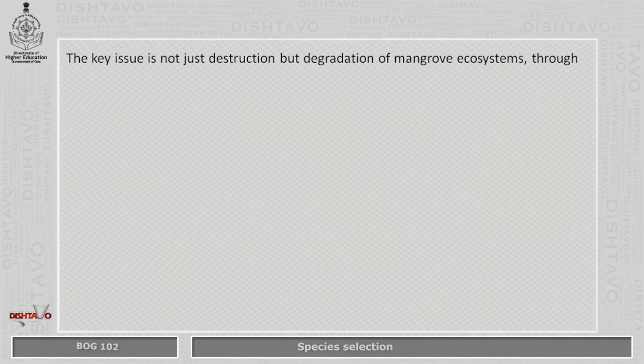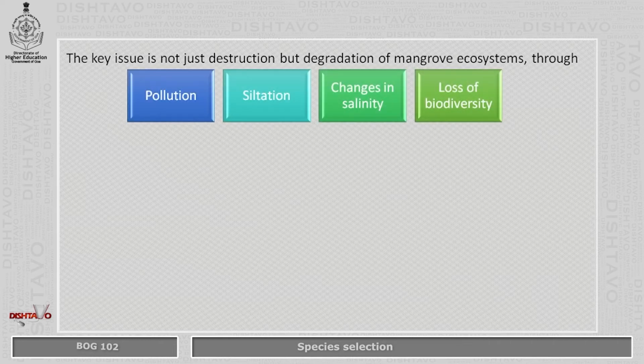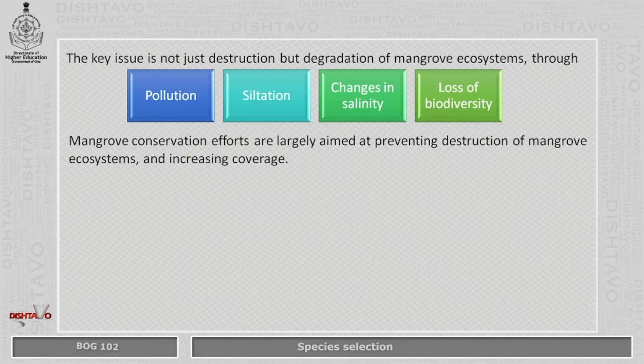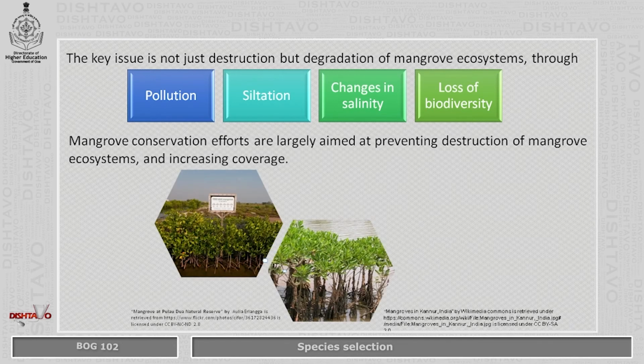The key issue is not just destruction, but slow degradation of mangrove ecosystem through pollution, siltation, changes in salinity, and loss of biodiversity. Mangrove conservation efforts are largely aimed at preventing destruction of mangrove ecosystems and increasing coverage, such as these seen in the picture.